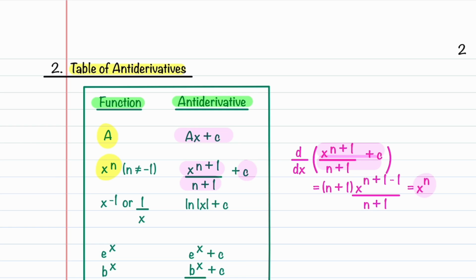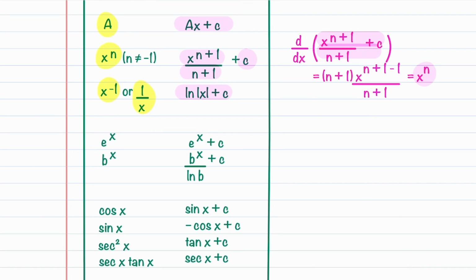The antiderivative of x to the minus 1, or 1 over x, is equal to the natural log of the absolute value of x plus c. That's one that you're just going to have to memorize. Now let's look at some exponential functions. The antiderivative of e to the x is e to the x plus c. That one makes sense because the derivative of e to the x is e to the x. And then the antiderivative of b to the x is b to the x plus c divided by ln b.